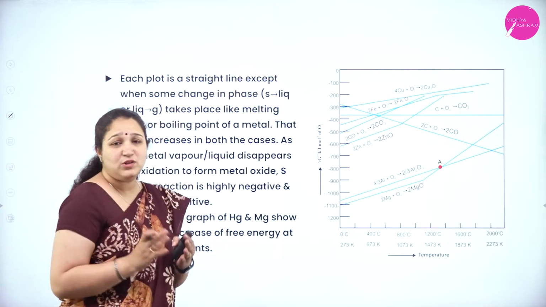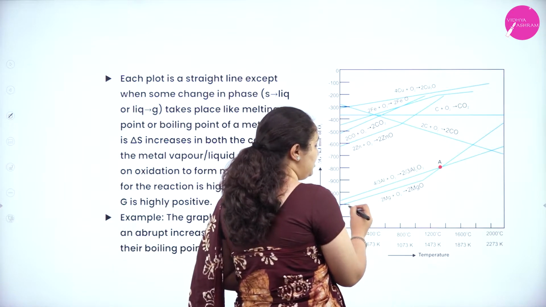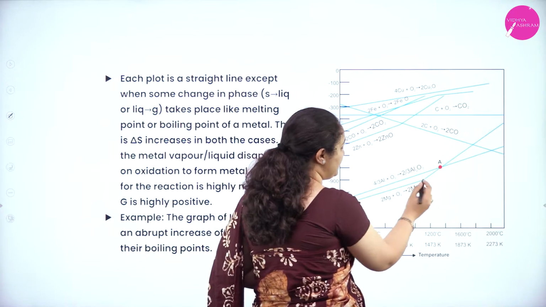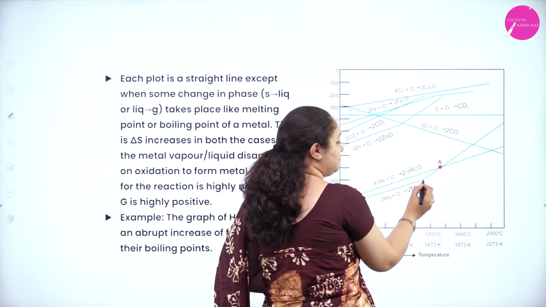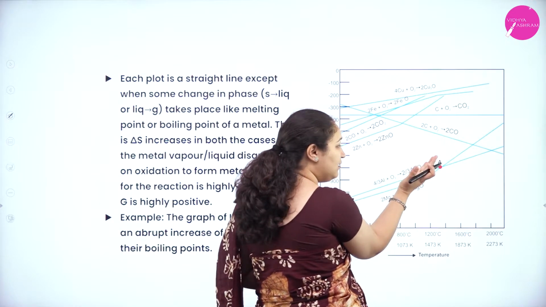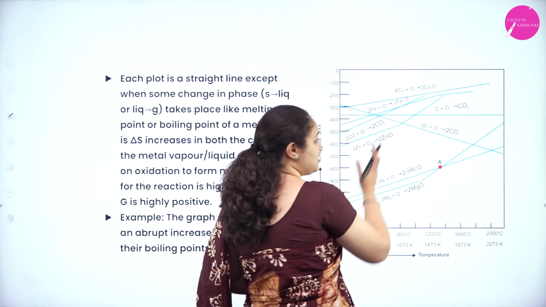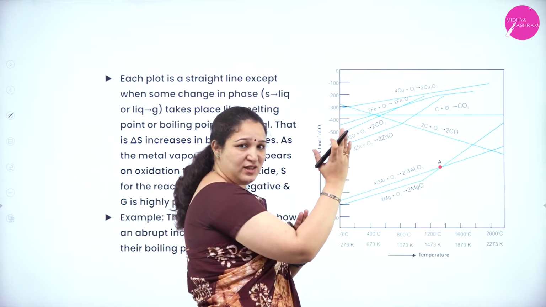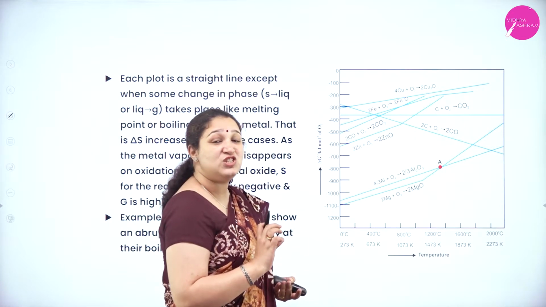Now, one more thing you can observe in this graph is that magnesium, up to 1200 degrees Celsius, was a straight line going upwards. Suddenly there is a change in the angle. It is still going upwards. Zinc also, suddenly there's a change in the angle and the increase is more. Why? Because of the change in phase.